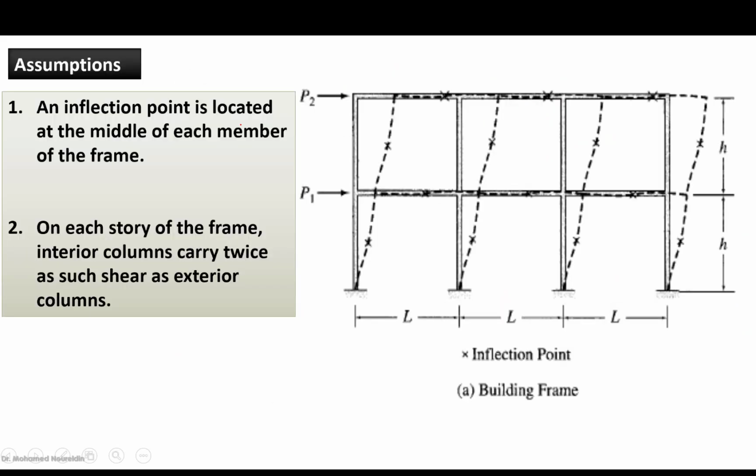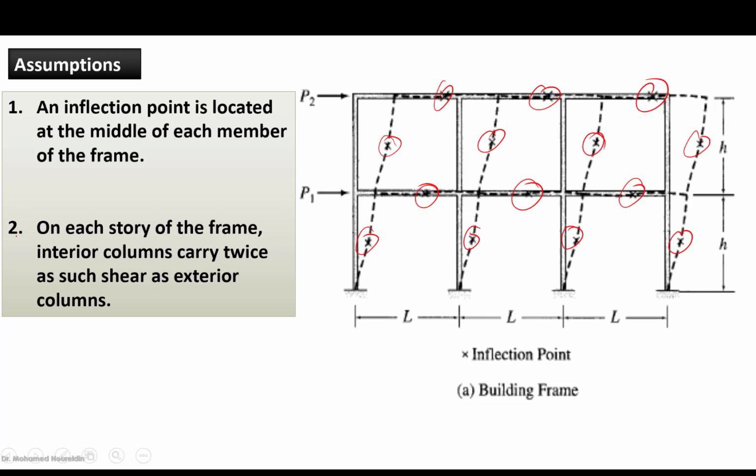Okay, now let's go to some assumptions for multi-stories, and let's see how we can solve and how we can go in a systematic procedure. So the assumptions here are that an inflection point is located at the middle of each member of the frame. So as you can see here, these are the inflection points, as we said. These are the inflection points of the columns. And we have inflection points as well for the girders, at the middle of the girders. Okay, so these are the inflection points.